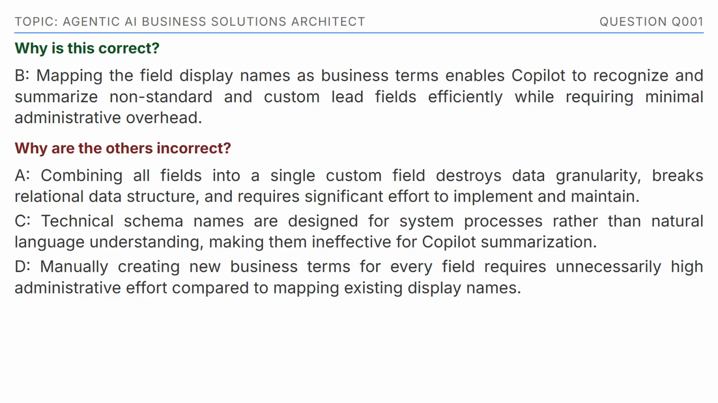Why are the others incorrect? A. Combining all fields into a single custom field destroys data granularity, breaks relational data structure, and requires significant effort to implement and maintain. C. Technical schema names are designed for system processes rather than natural language understanding, making them ineffective for Copilot summarization. D. Manually creating new business terms for every field requires unnecessarily high administrative effort compared to mapping existing display names.